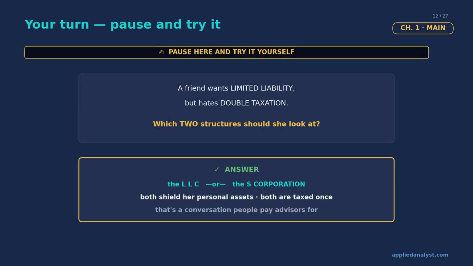Pause now. The LLC or the S corporation. Both shield her personal assets. Both are taxed once. Nice work, future CFO. That's a real conversation people pay advisors for.